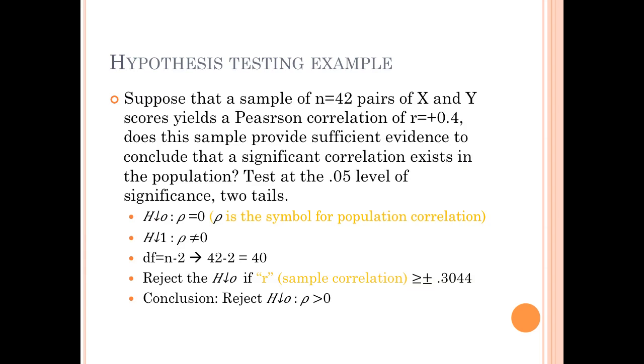So suppose that a sample of 42 pairs of X and Y scores yields a Pearson correlation of 0.4. Does this sample provide sufficient evidence to conclude that a significant correlation exists in the population? If you were to test this at 0.05, two tails, you would conclude that yes, you have a significant correlation. So you would reject the null hypothesis because your critical value is a correlation of 0.3044.